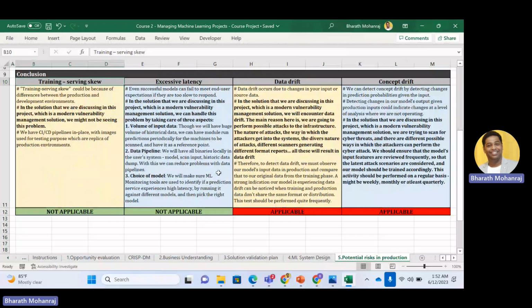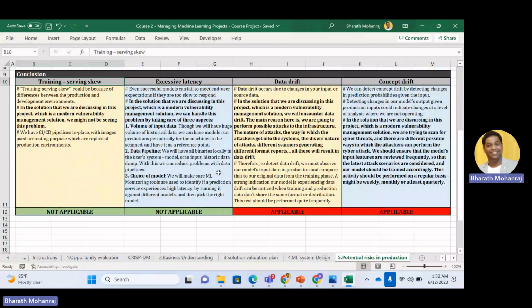Here in our case, I don't see training-serving skew being a problem, because we are going to make sure our solution gets evaluated in a staging environment, where we will have a CI/CD pipeline taking care of evaluating our solution in images before getting into production. And we are going to replicate the same kind of environment as production in our CI/CD as well.